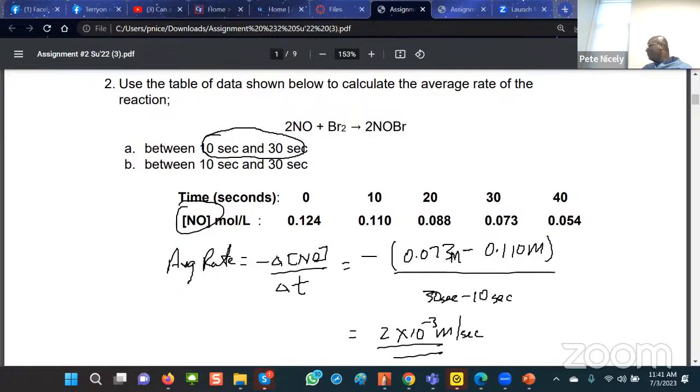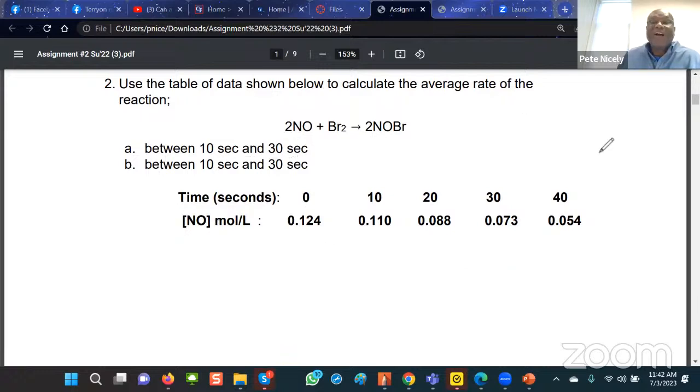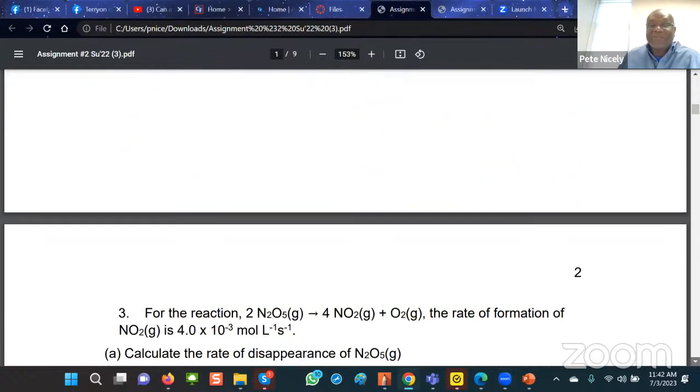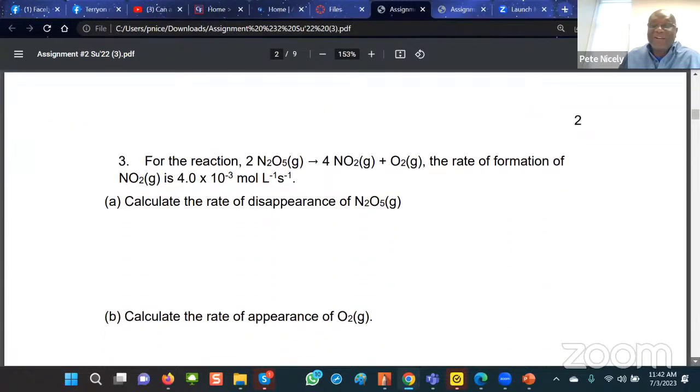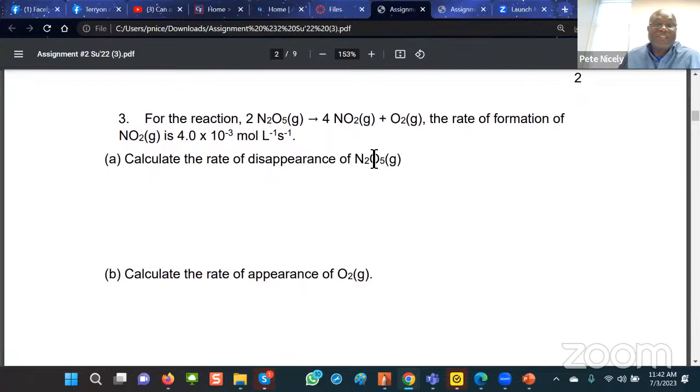Okay, any questions about this one? Any questions? Okay, can I clear this? Okay, so let me clear it then. All right, let me scroll down. Now the next question is kind of interesting because this is where we're going to apply what we just learned in relation to the stoichiometry, in relation to the rate of the reaction.